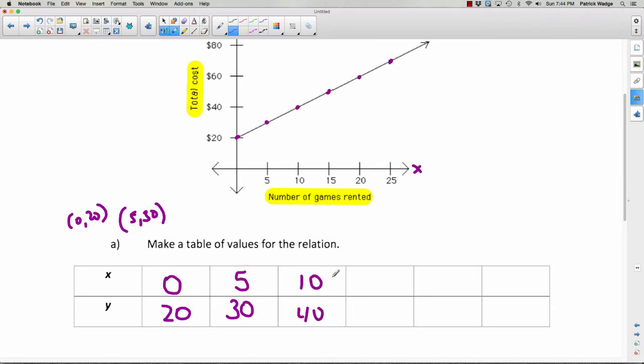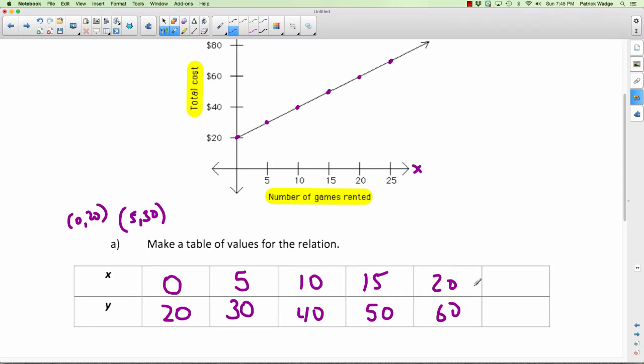10, 40. Next one's this one, over 15 in the x direction and up here, I think it's supposed to be right in the middle again, it's supposed to be 50. Next one, 20, we came 20 over in the x and it goes up to 60. So it's 20, 60. I mean, you can see there's a pattern here, right?